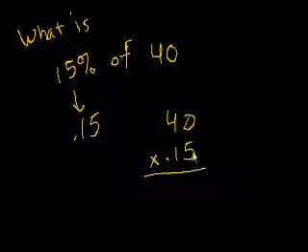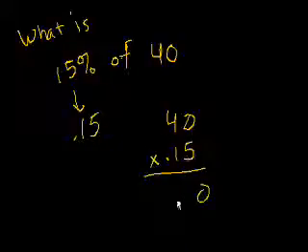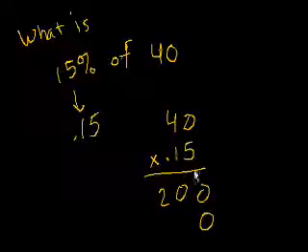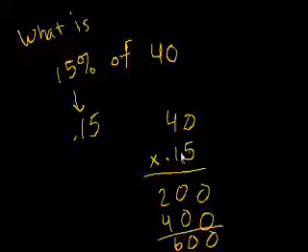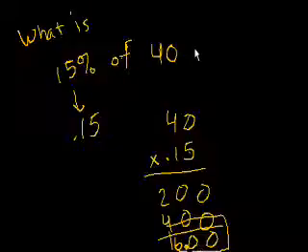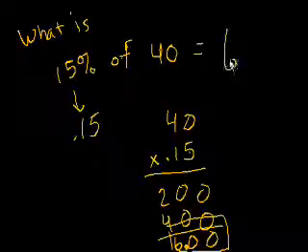0.15. 5 times 0 is 0. 5 times 4 is 20. Put a 0 there. And then 1 times 0 is 0. 1 times 4 is 4. And you get 600. Then you count the decimal spots. 1, 2. No decimals up there, so you go 1, 2. You put the decimal there. So 15% of 40 is equal to 0.15 times 40, which equals 6.00. Well, that's just the same thing as 6.